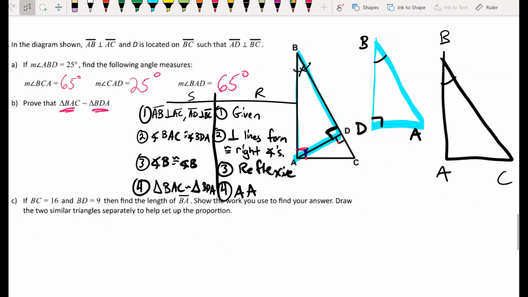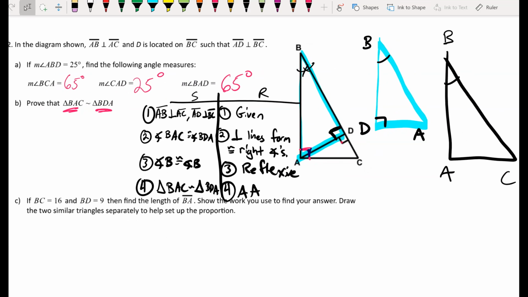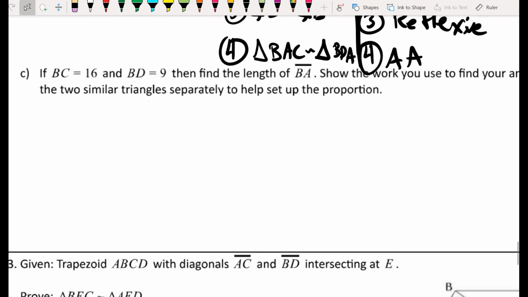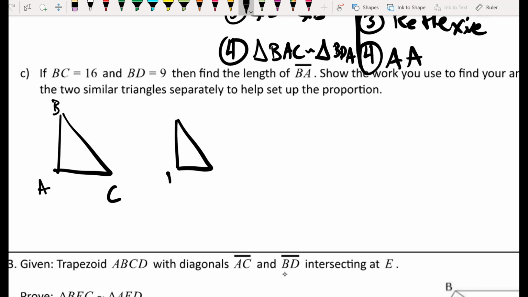Now for part C, they give me a little bit more information, so I'm going to redraw these triangles one more time just so I can do some algebra with them. They don't need to be drawn to scale, so that's my bigger triangle. That's my slightly smaller triangle. And they tell me that BC equals 16, BD equals 9, and they say find the length of BA. So you might be thinking to yourself, wait, they must not have given me enough information here. But if you notice, there's BA in that triangle.